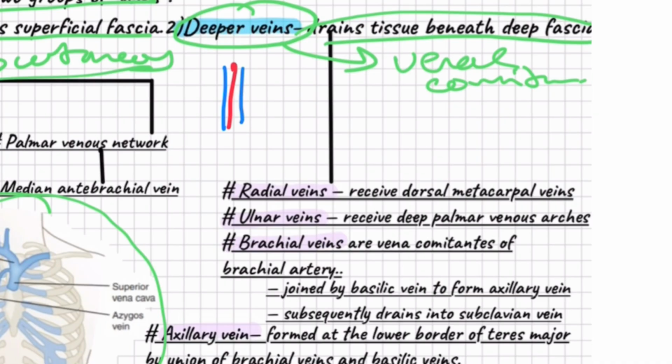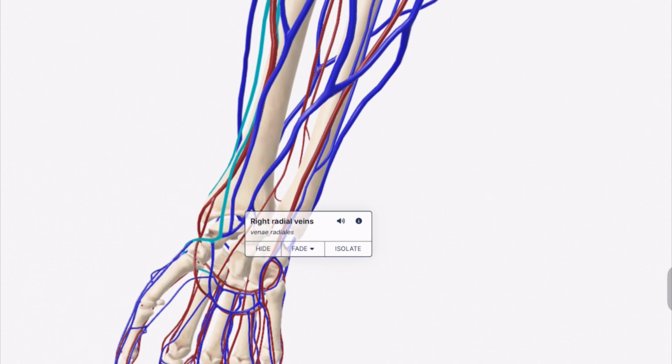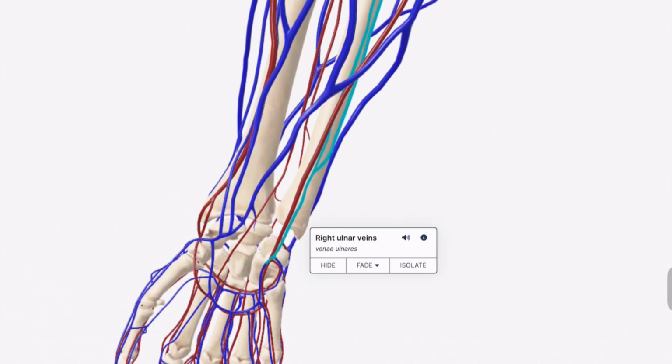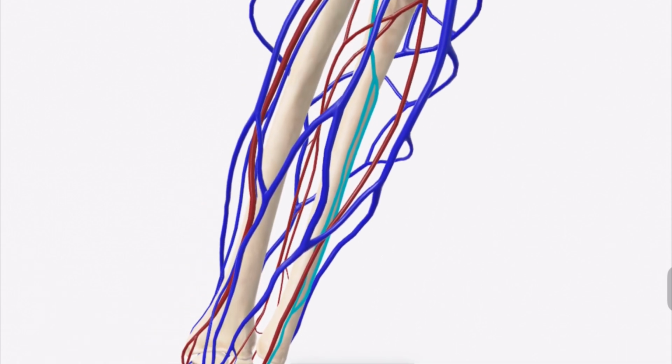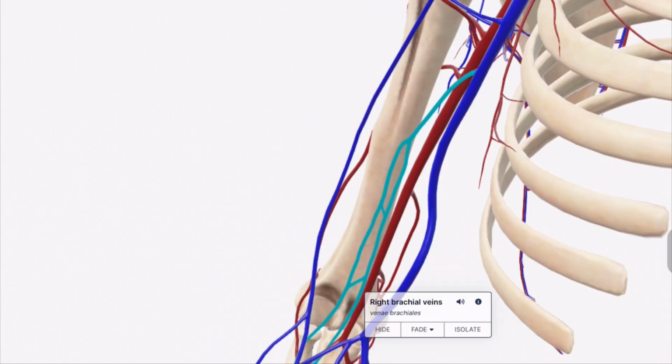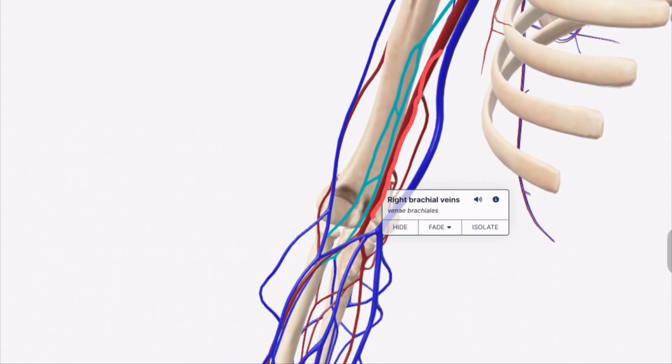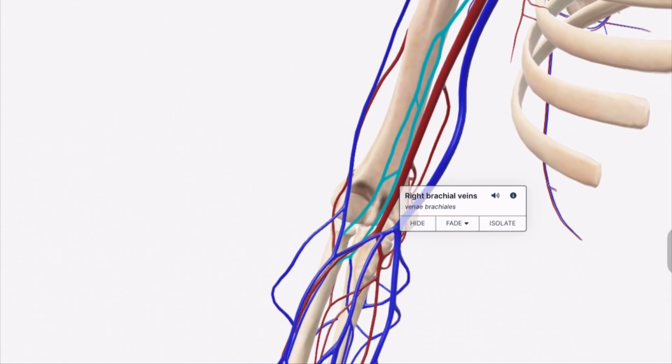Now we shall discuss the deep veins also. They are along with the arteries, so the deep veins we can divide into three sets: radial veins, ulnar veins, and brachial veins. Radial veins receive the dorsal metacarpal veins. Ulnar veins receive deep palmar arches. And lastly, the brachial veins, which are along with the brachial artery. They are all in the form of venae comitantes.